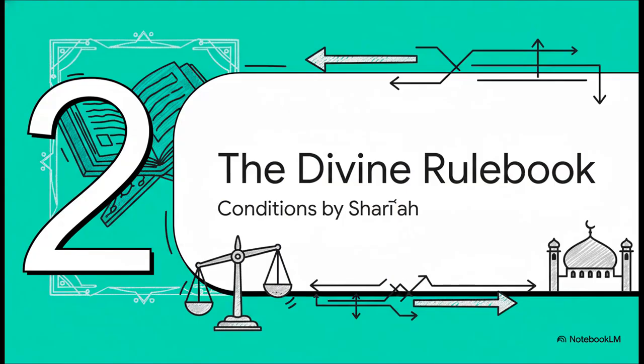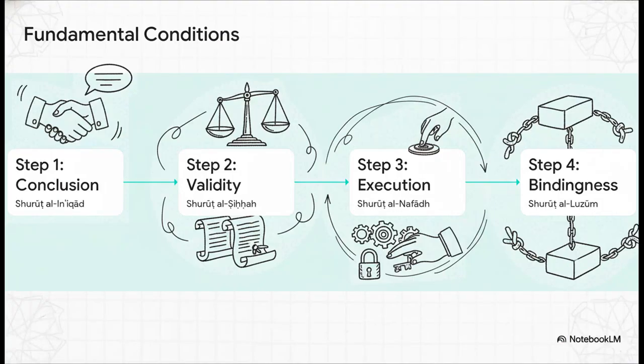So let's start with that rulebook. These are the foundational conditions, the ones that guarantee every contract is built on a solid base of clarity, fairness, and justice for everyone involved. Now this rulebook breaks down into four essential stages. We've got conclusion, then validity, then execution, and finally bindingness. Each step is a checkpoint that the agreement has to clear. Let's walk through each one.